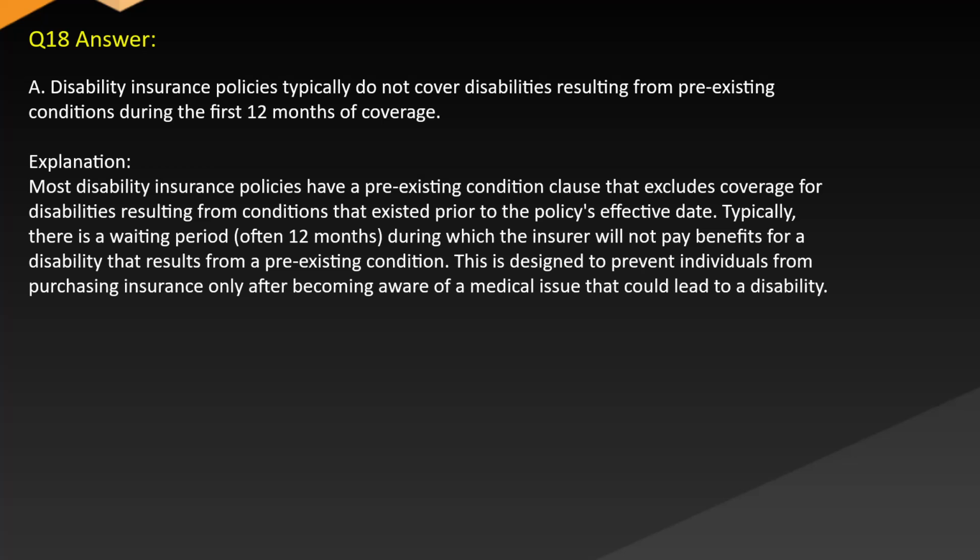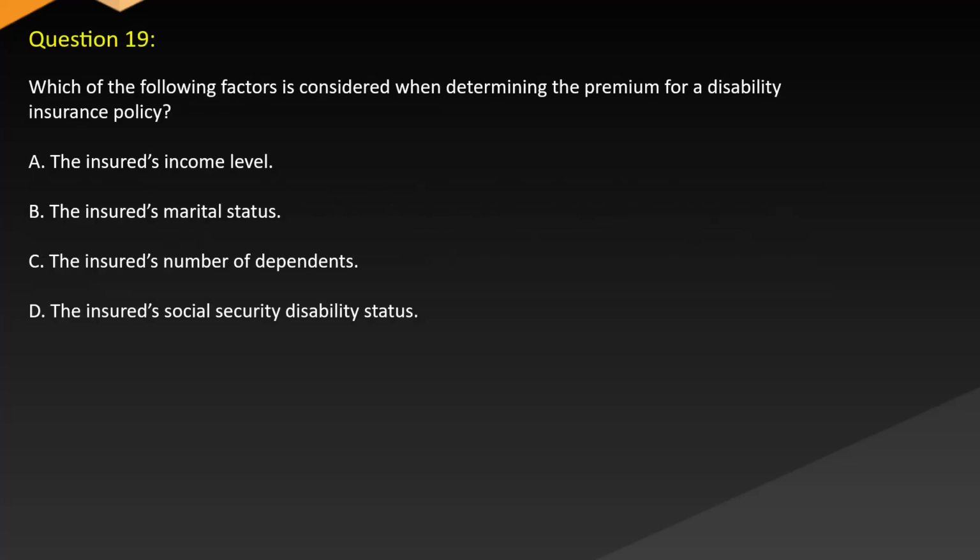Answer: A. Disability insurance policies typically do not cover disabilities resulting from pre-existing conditions during the first 12 months of coverage. Explanation: Most disability insurance policies have a pre-existing condition clause that excludes coverage for disabilities resulting from conditions that existed prior to the policy's effective date. Typically, there is a waiting period, often 12 months, during which the insurer will not pay benefits for a disability that results from a pre-existing condition. This is designed to prevent individuals from purchasing insurance only after becoming aware of a medical issue that could lead to a disability.